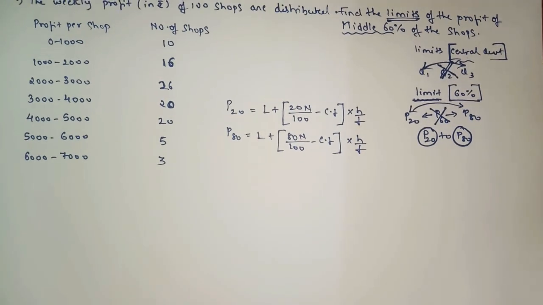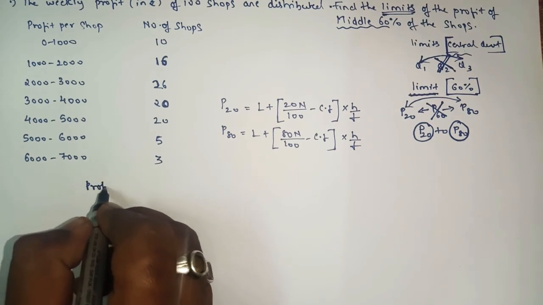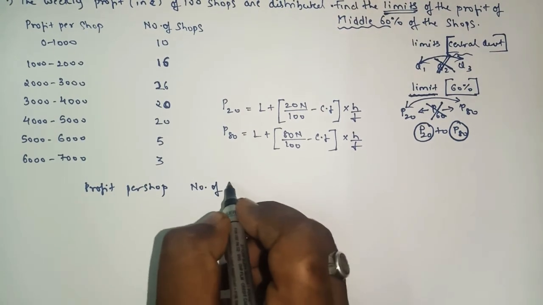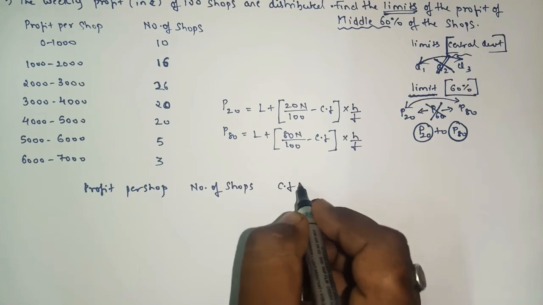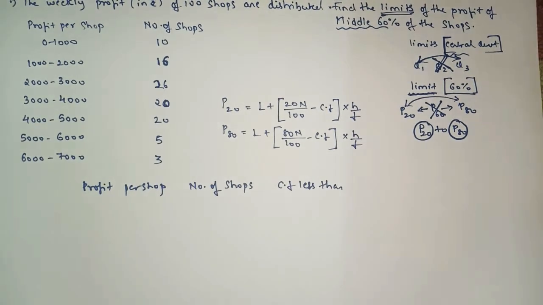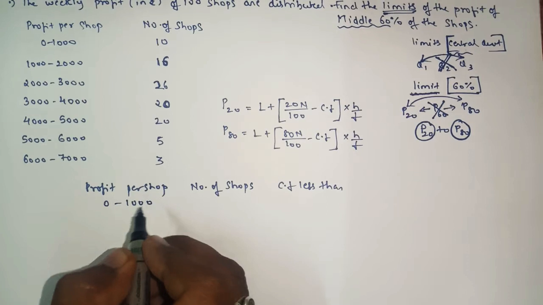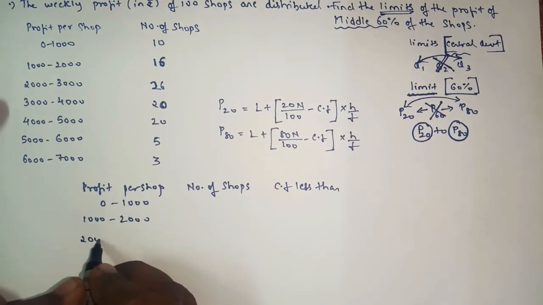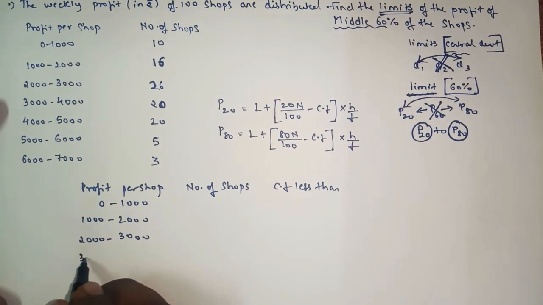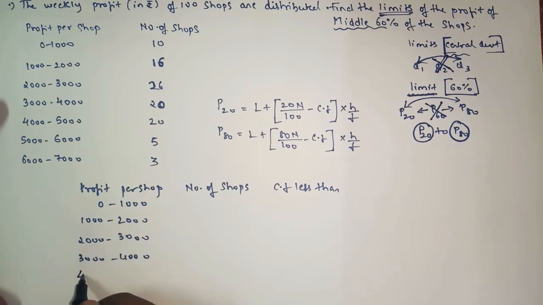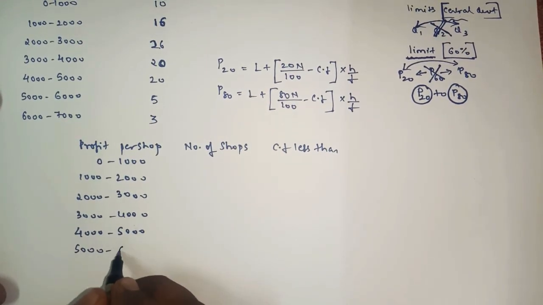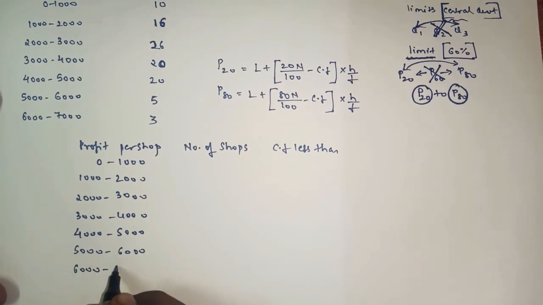So first, profit per shop is given. Then after that we have the number of shops, yes or no, and after that the third column will be cumulative frequency, less than, yes or no. Okay, so we have 0 to 1000, 1000 to 2000, 2000 to 3000, then 3000 to 4000, 4000 to 5000, 5000 to 6000, and the last one is 6000 to 7000.